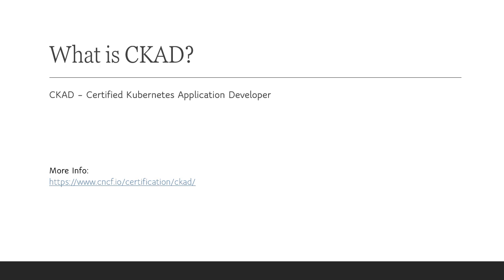CKAD is a very good way to start learning Kubernetes because the CKAD certificate provides a structured approach to learning Kubernetes, and it also provides a target to achieve. And don't get fooled by the word application developer in the name of the certificate, because the certificate itself is more geared towards application deployment and application configuration than application development.